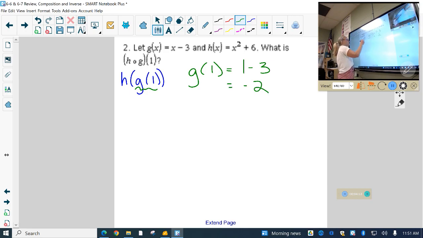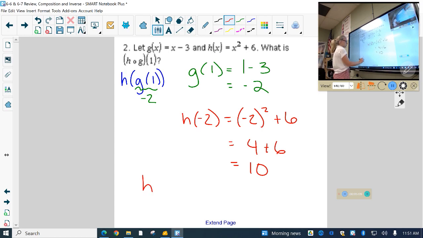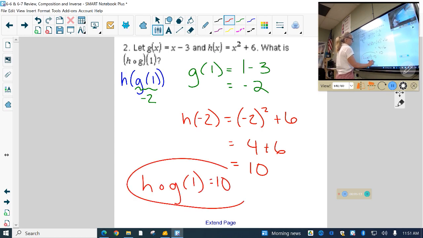Since g of 1 is negative 2, I'm now going to find h of negative 2. Switch. I'm going to go to the h function. I have negative 2 squared plus 6, which is 4 plus 6, and I have 10. So we would say h of g of 1 equals 10.